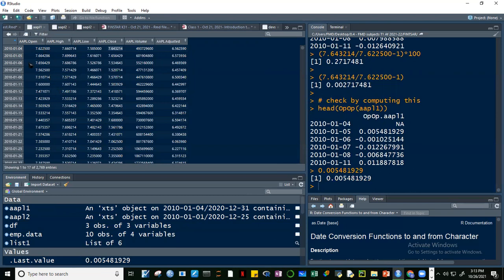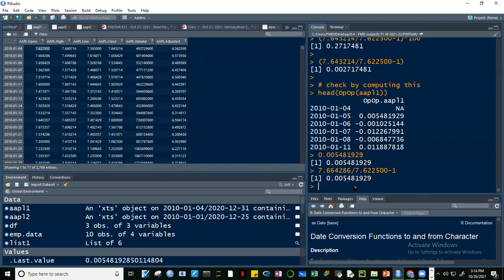So if we take a look at January 5, okay, let's copy this, Control C, Control V, and then divide it by the opening of January 4, Control C, and Control V, and then minus 1. So that's how you get the percentage change, guys. Getting the most current value divided by the previous value and just subtract 1. 0.005418. Perfect.